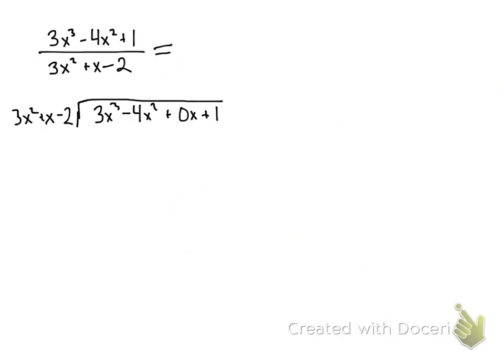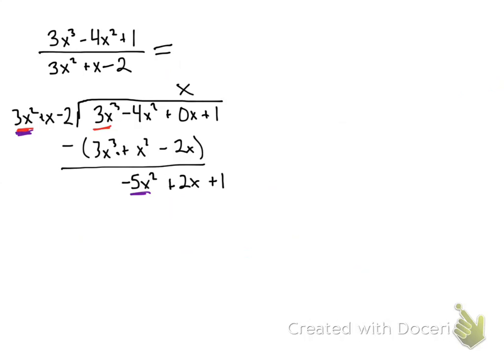Okay, what do we do first? We look at the first term in each, 3x squared and 3x cubed. 3x squared times what equals 3x cubed? Well, 3x squared times x equals 3x cubed, so that x goes on top. Then I multiply that x that just went on top by the entire left-hand thing, 3x cubed plus x squared minus 2x. And then I subtract all of that from what's above it.